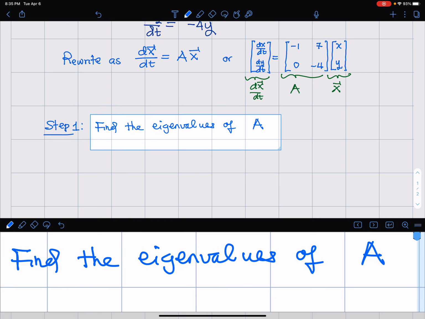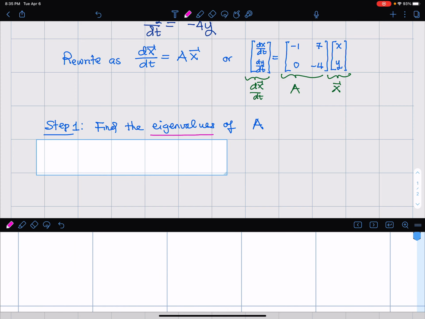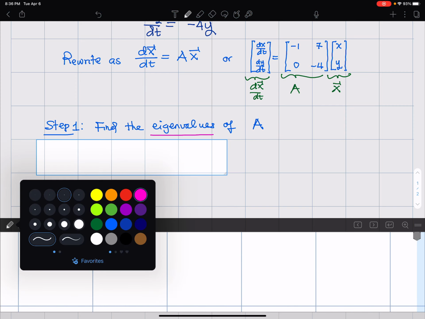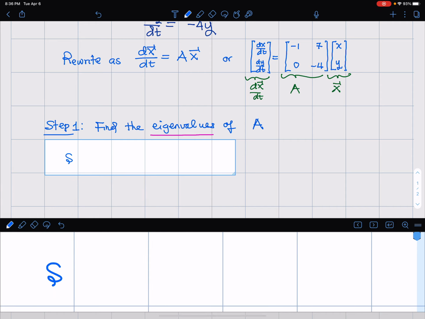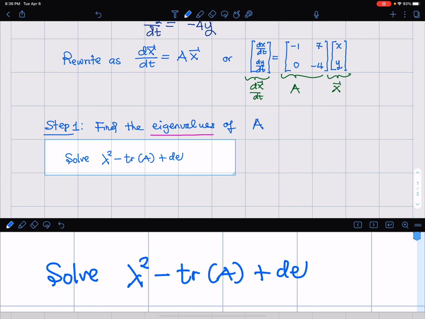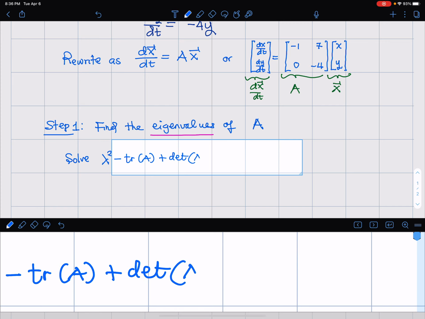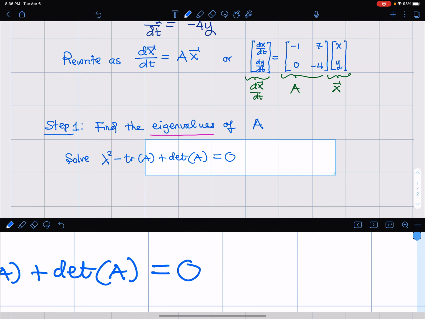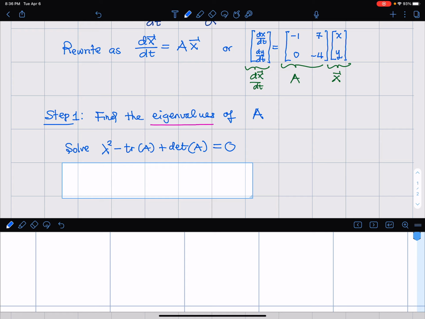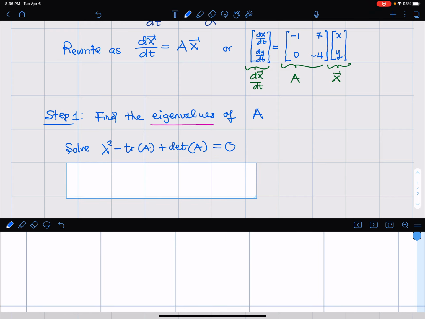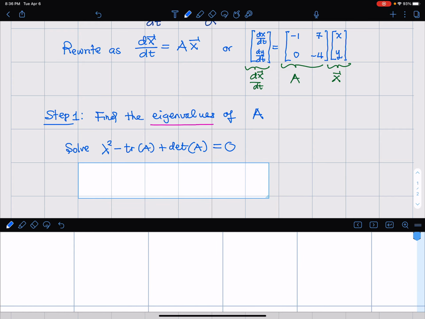If you were in the class, you will know that we have a method for solving the eigenvalues of a 2 by 2 matrix. This method only applies to 2 by 2 matrices. The method is to solve lambda squared minus the trace of A plus the determinant of A equal to 0. Again, this equation only applies to 2 by 2 matrices. Once you have a 3 by 3 or 4 by 4, it goes out the window.